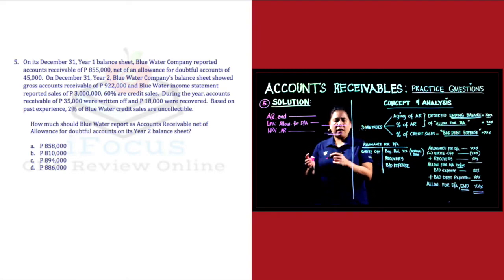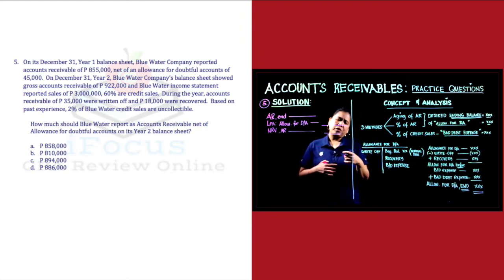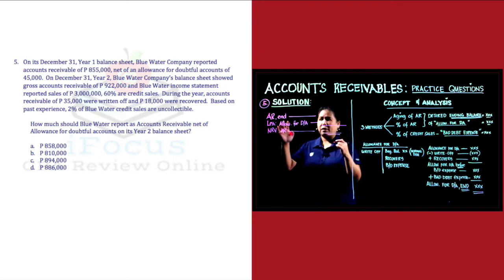So ano ba itong 855,000? Yan ang net realizable value last year. So hindi po yan ang hinahanap ng problem. Ang hinahanap ng problem is yung net realizable value ng year 2 sa balance sheet. On December 31st, year 2, Blue Water Company's balance sheet showed gross accounts receivable of 922,000. And yan na po yung ating accounts receivable ending.